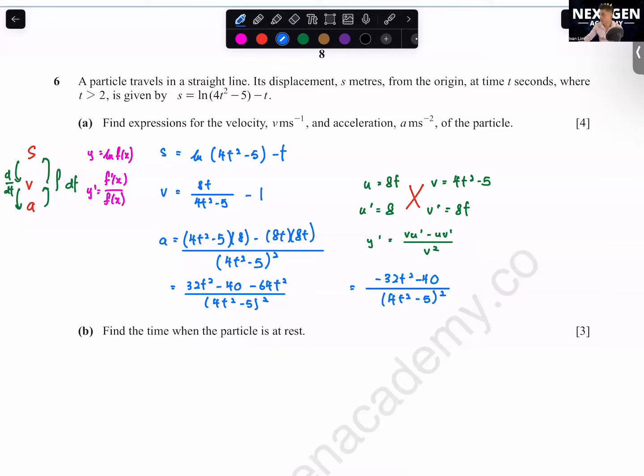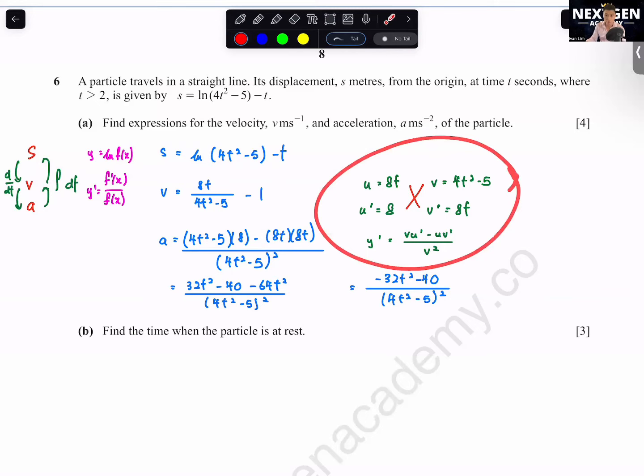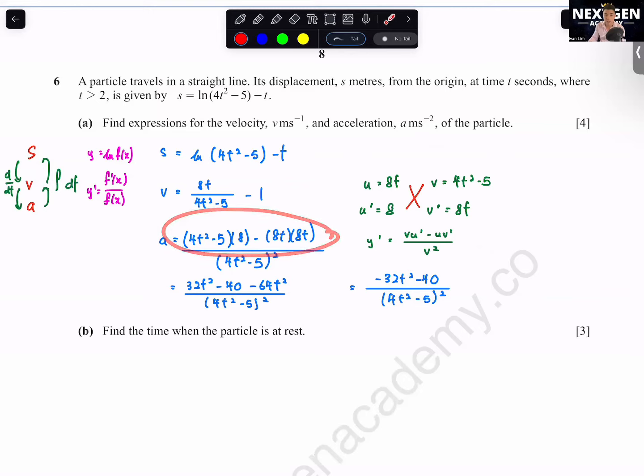Okay, if you leave it, actually according to the mark scheme, the moment you write this in here, you actually get 2 marks already. So make sure you put it correctly. My suggestion, always write down your u prime, v prime first, so that you can check back, rather than just cram everything up like that. Sometimes it's a bit hard for you to check.